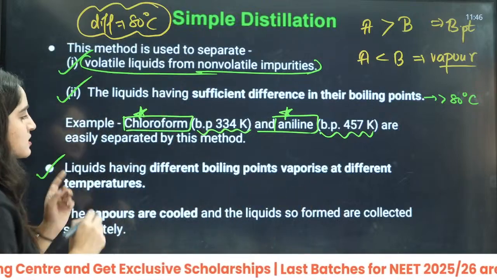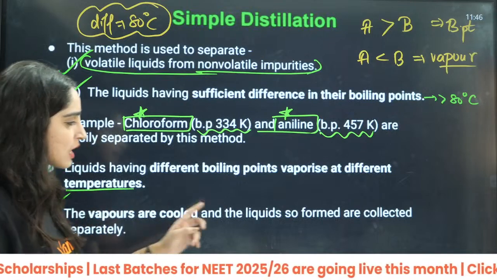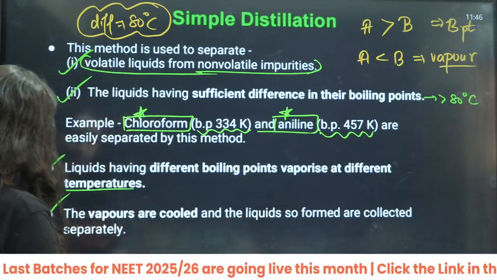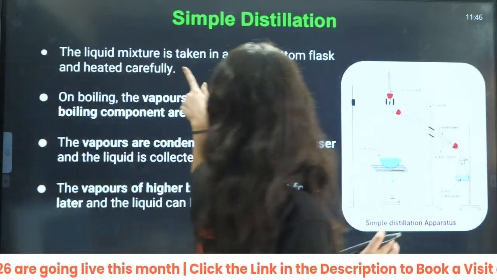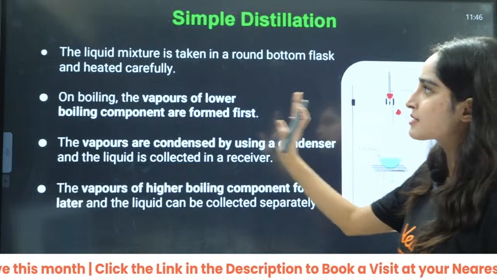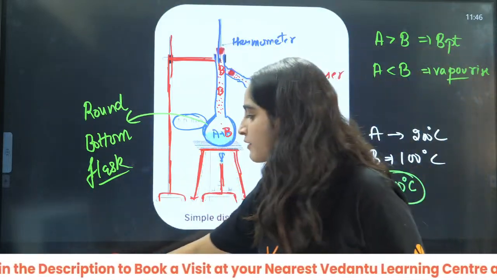Next is: liquids having different boiling points vaporize at different temperatures. The vapors are cooled, then liquids are formed and collected separately. This bit we have seen. The liquid mixture is taken in a round bottom flask and heated carefully. We will take that mixture in the round bottom flask and we will heat it.